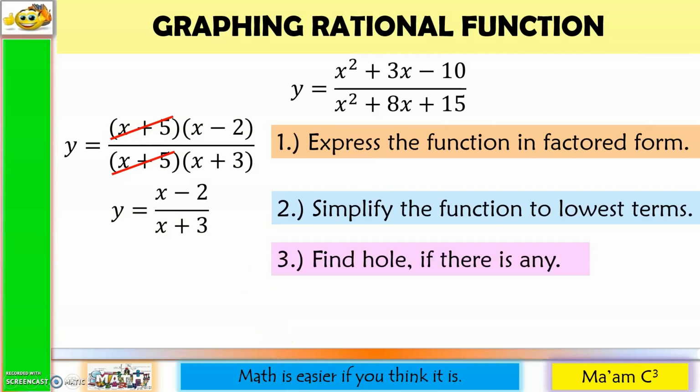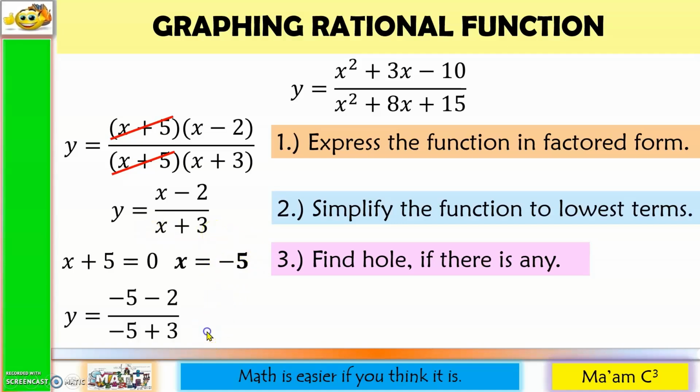Step 3, find the hole if there is any. Since there is a common factor, then there is a hole. To find the x value of that hole, let's make use of the common factor and equate that to 0. So x equals negative 5. For the y value, we're going to substitute this negative 5 in our simplified function.